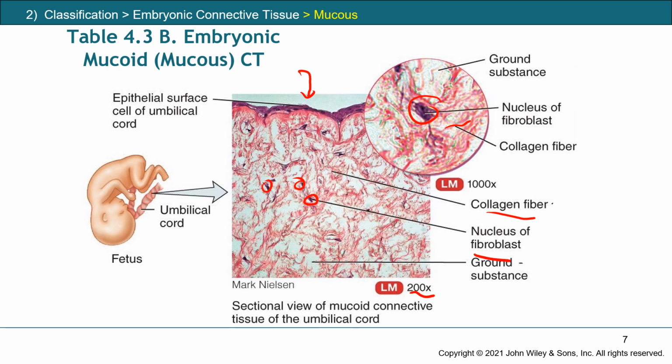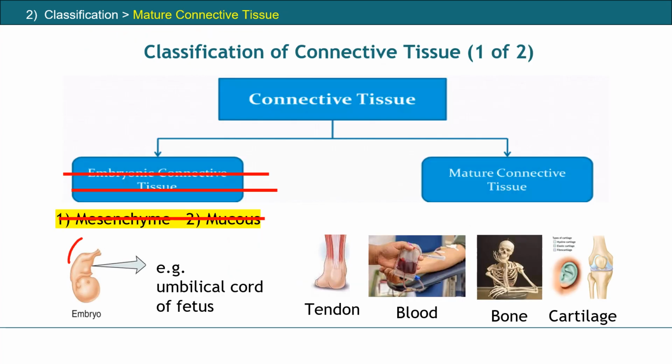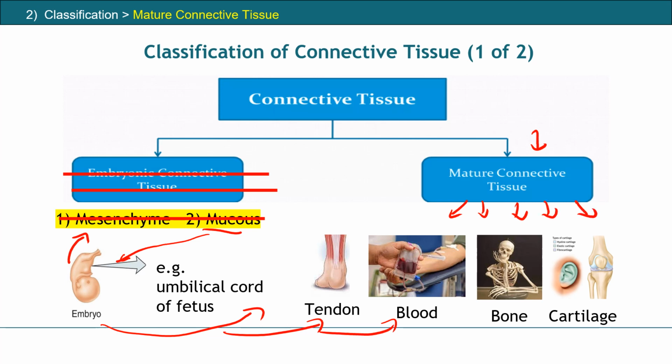And with this, we finish the two types of embryonic tissues. So at this point, you should know that in the embryos, you have mesenchymal cells that are going to produce all these specialized cells that you will find in other connective tissues. And then you also should know that in the umbilical cord of the fetus, you have another type of connective tissue that is creating the support for the umbilical cord. In the next section, to make it simpler, we're going to forget about the embryonic, and I'm going to create a subdivision of only mature connective tissues.